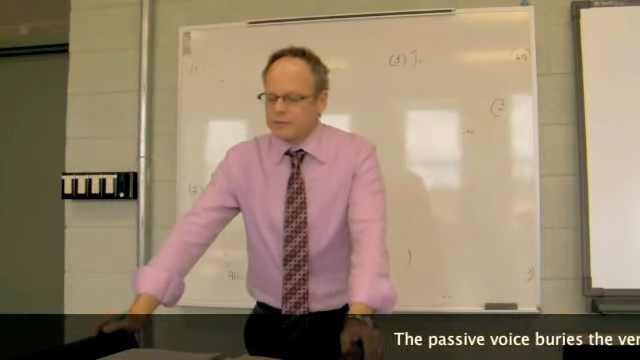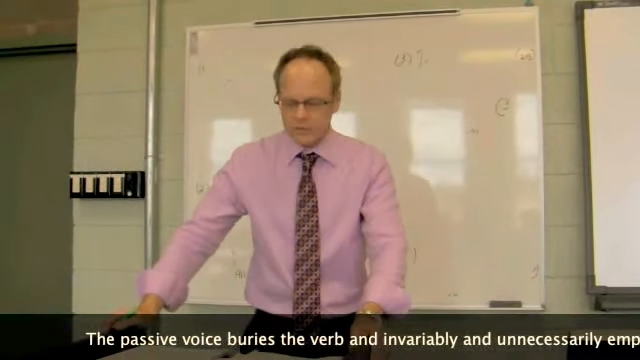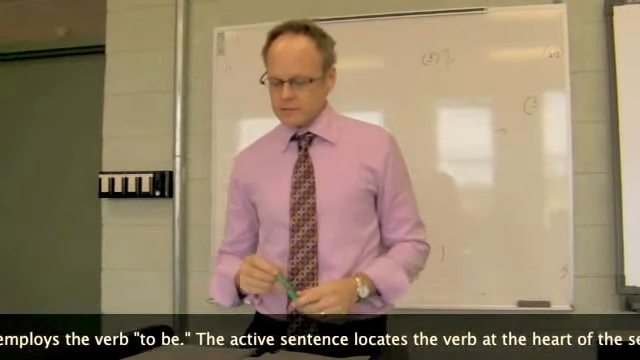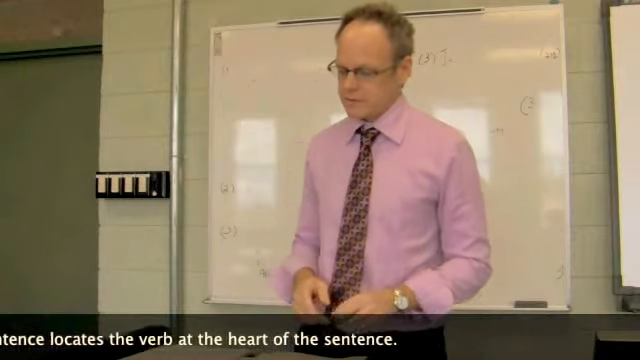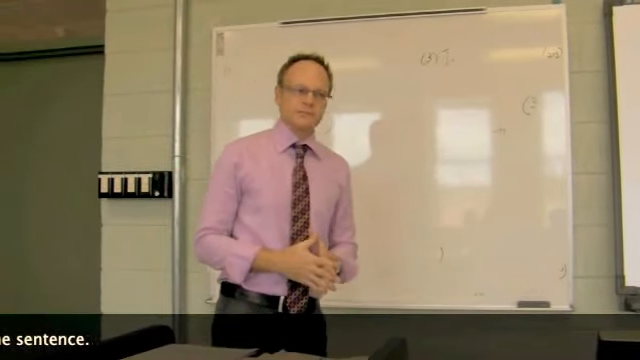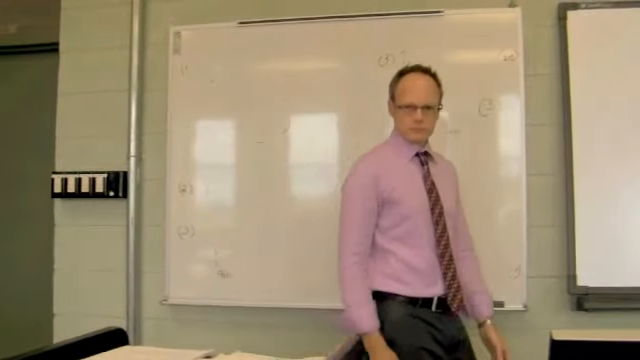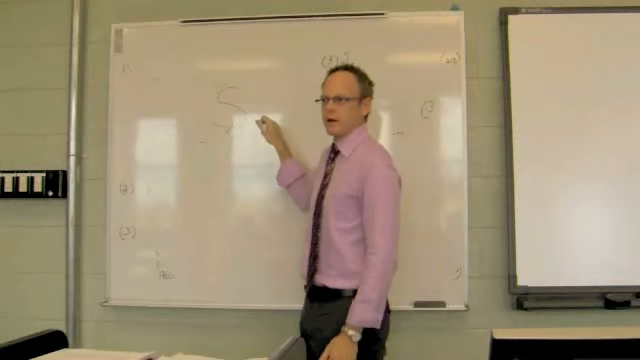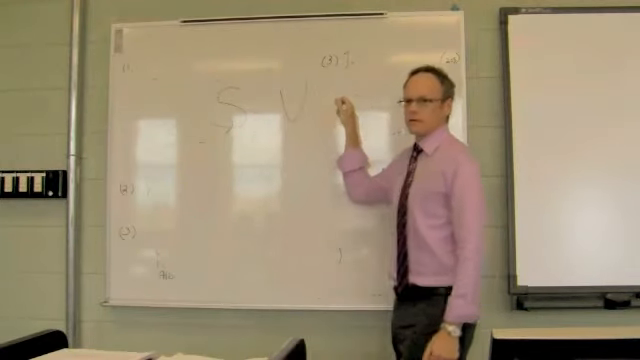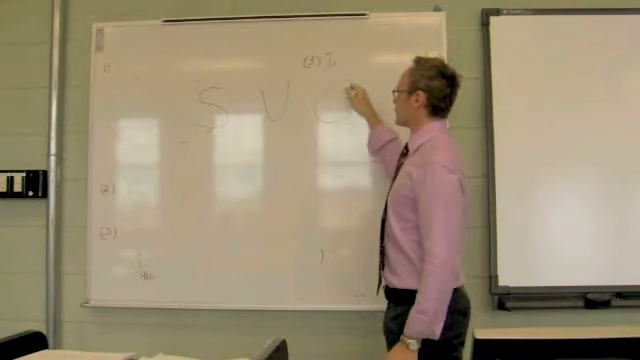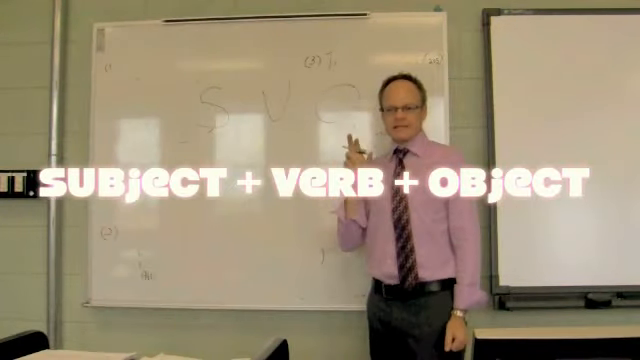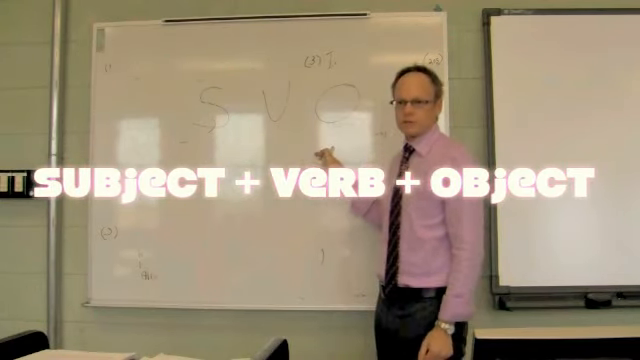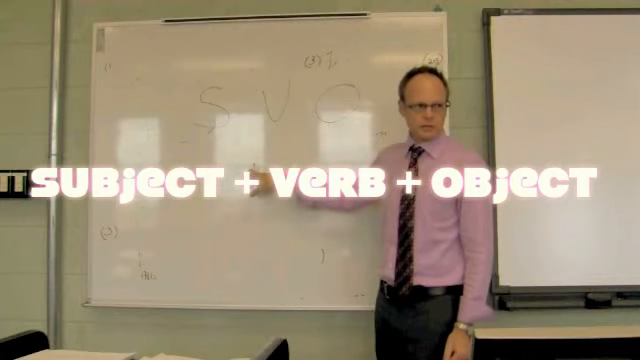The passive voice buries the verb and invariably and unnecessarily employs the verb to be. Active sentences locate the verb at the heart of the sentence. What does an English sentence look like? We can map it out. A subject, followed by a verb and an object of the verb. Every single sentence or clause, dependent or independent clause, follows this structure. This is what an English sentence looks like.